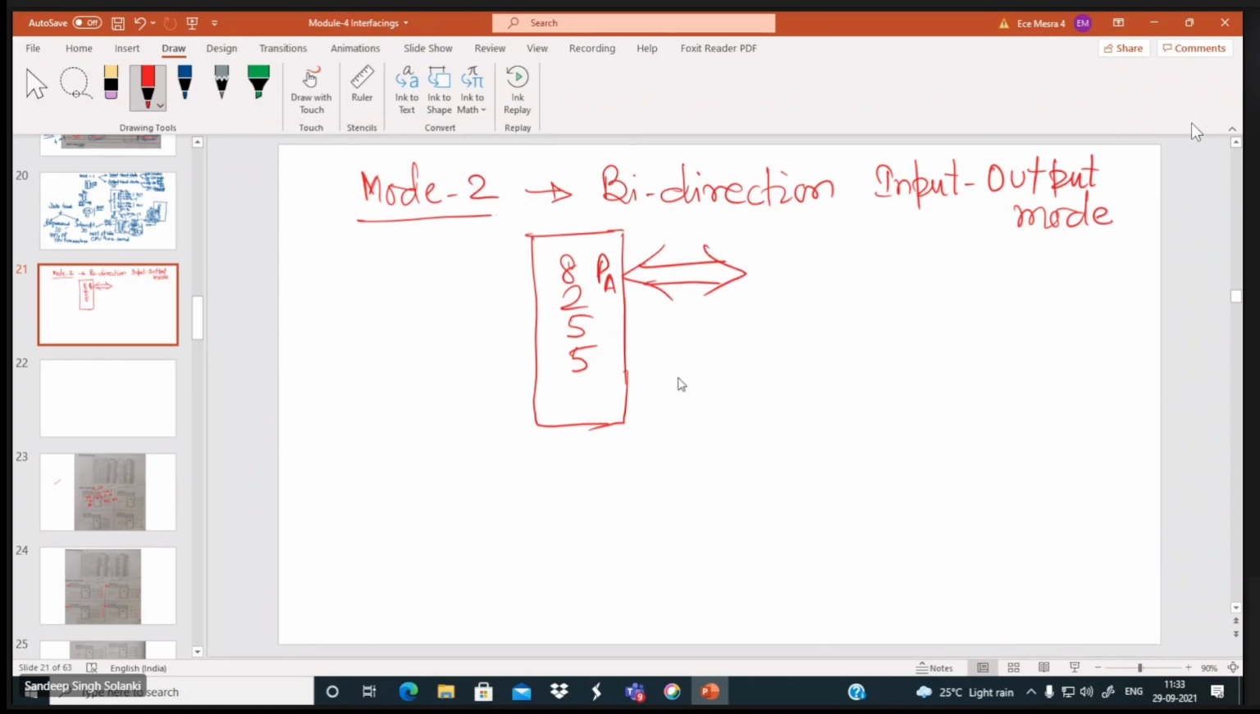Now my question to you: are you finding both the data together, or one data and then the next type of data? At any instant of time, suppose T1, if you look at the port, is the data meant for input as well as for output at the same time or at different times? So it has to be at different times. So this mode of communication is known as what?